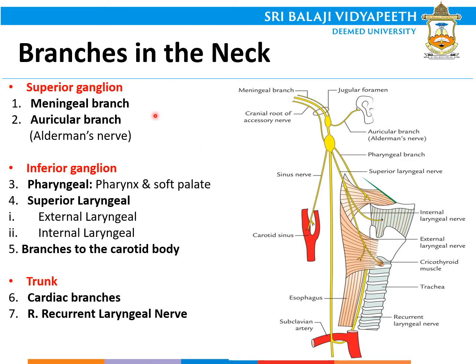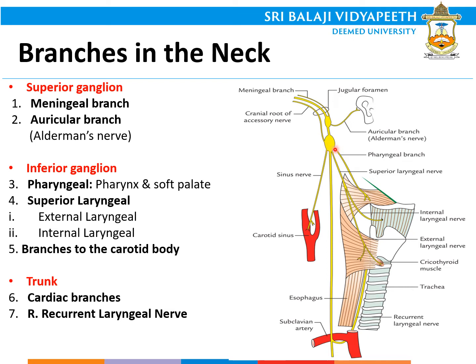Now coming to the branches of the vagus nerve. Now the branches of the vagus nerve in the neck. Now in the neck, as we just saw, there is a superior ganglia, an inferior ganglia and a trunk. Now from the superior ganglia is derived the meningeal branch, which innervates the dura mater of the posterior cranial fossa. And it also gives an auricular branch which supplies the skin of the external ear. So this is also called the Alderman's nerve. Now from the inferior ganglia we have a pharyngeal branch which supplies the muscles of the pharynx and the soft palate.